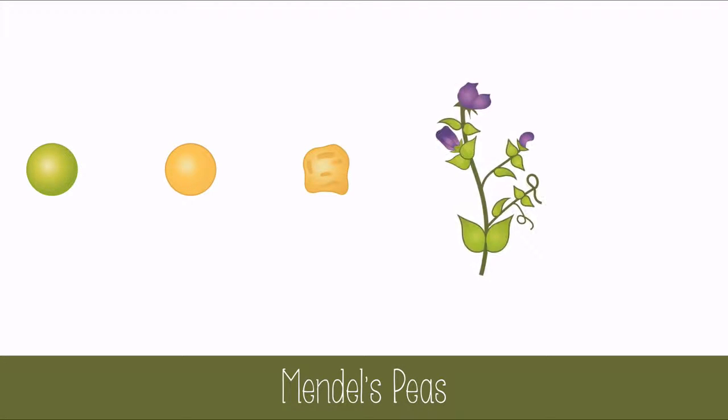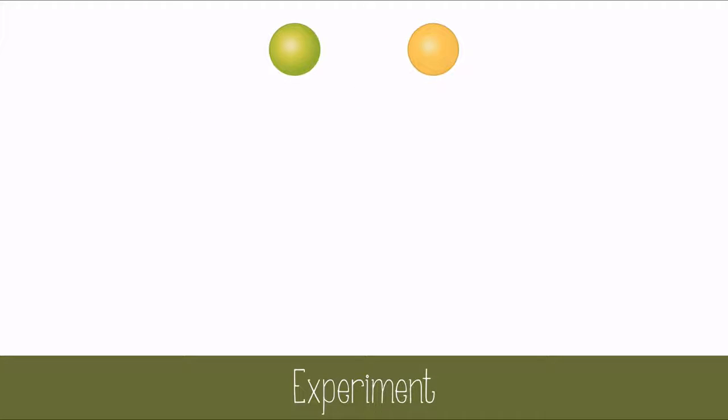Mendel bred pea plants, looking for many different traits like color, or wrinkly or round seeds, or tall or short plants, among other things. Once he had a purebred trait, he would run an experiment. Mendel crossed two purebred traits. We'll look at green versus yellow-colored peas.